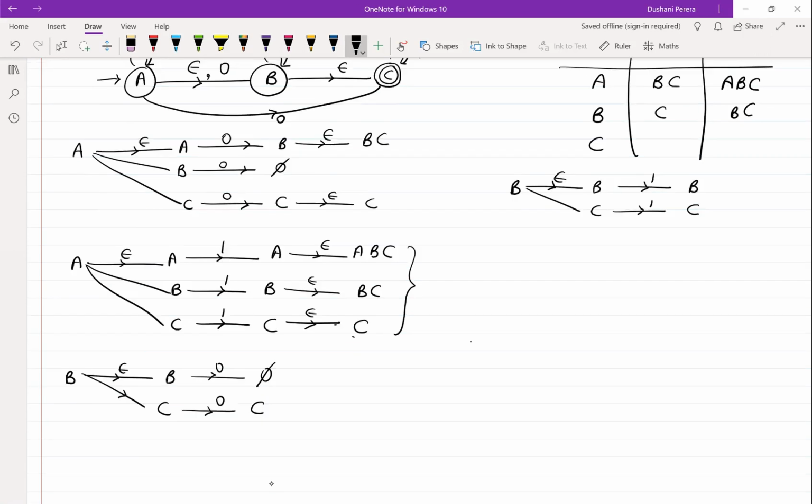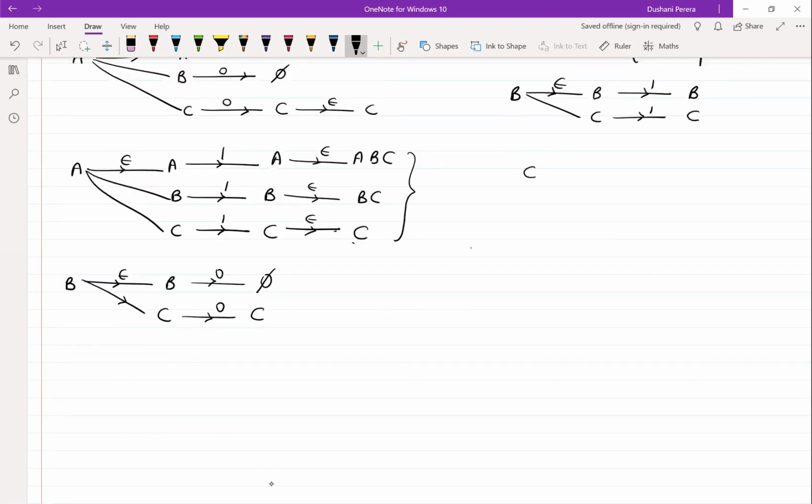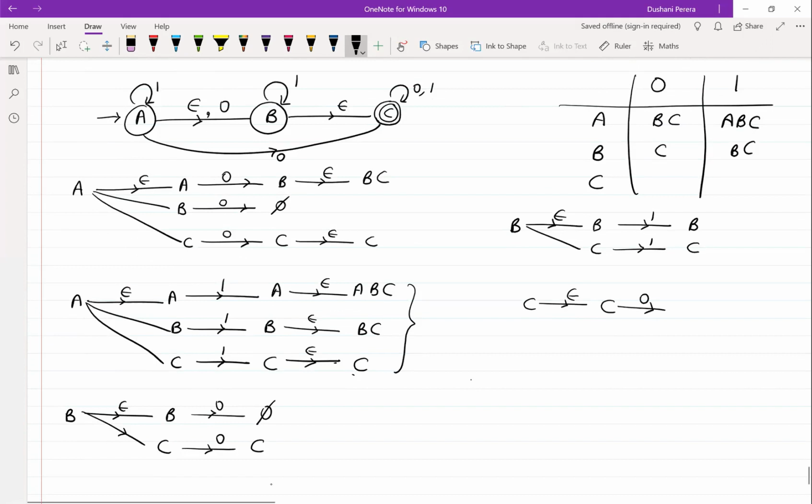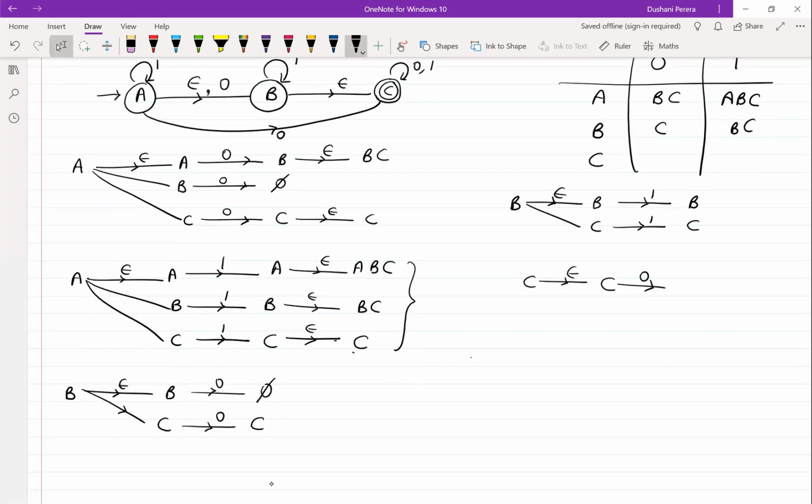Finally, state C. Null closure is C itself. Upon seeing 0, what will happen to me? I will go to C itself. Again, null closure of C is C. I'll do 1 also over here. Upon seeing 1, I'm still at C. So the answer is C.